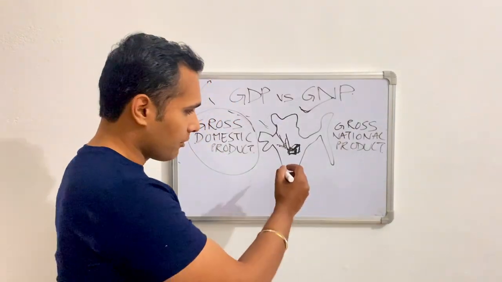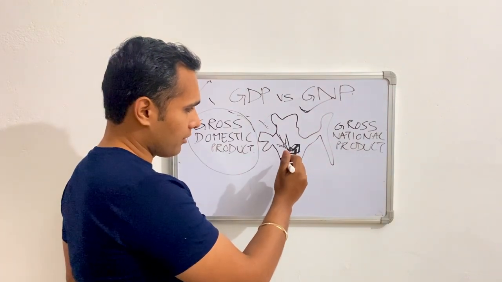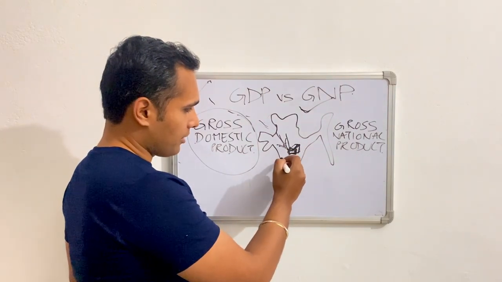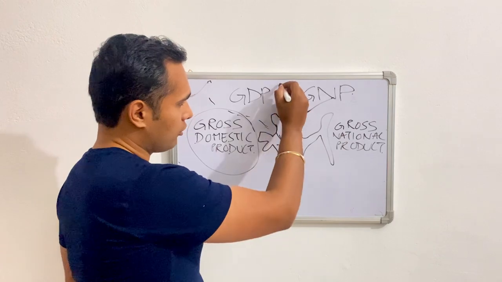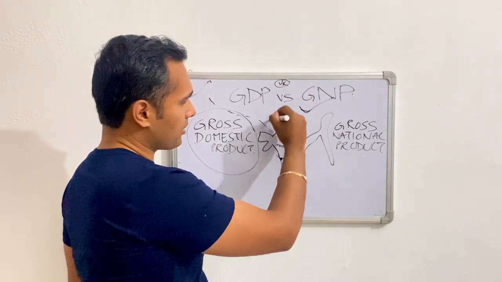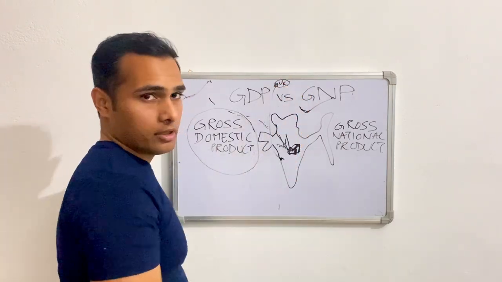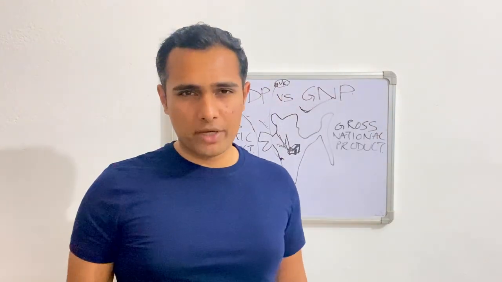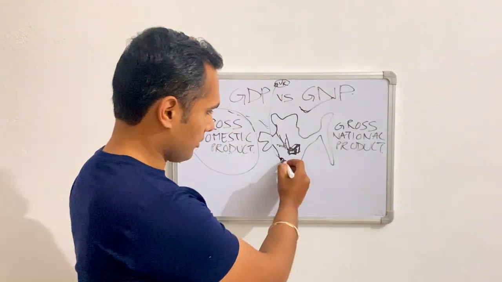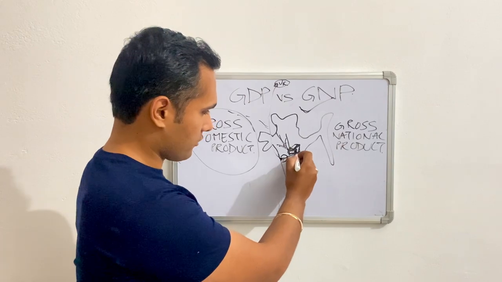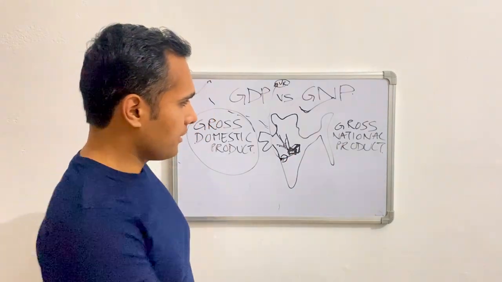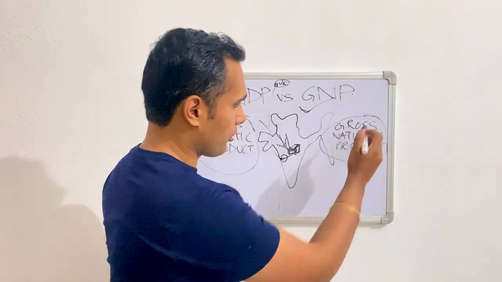Now one more example we can take: let's say Shah Rukh Khan sees Tom Cruise doing this and he instead moves to the UK and opens a filmmaking institute over there. Now he is teaching acting to students in the UK, and Shah Rukh Khan stays an Indian national. So in this case, it is going to get counted in gross national product.